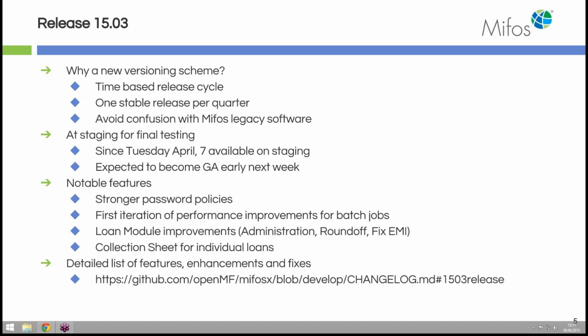So typically you could expect 1503 to be the GA for this last quarter, and it's finally at the staging for final testing. Once we're done with that, we expect the general availability early next week, so that the 1503 then will be available for everybody to use.